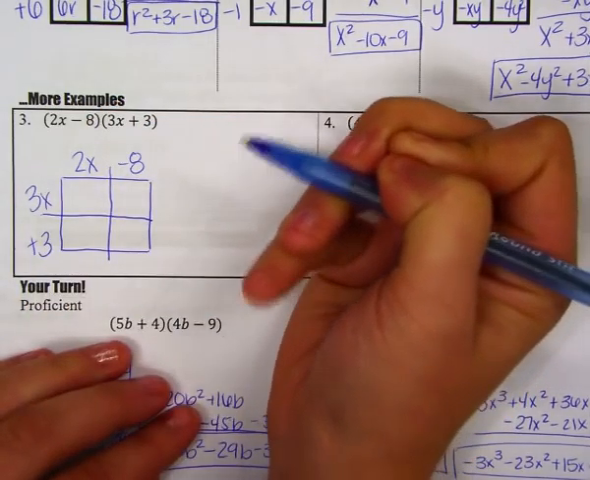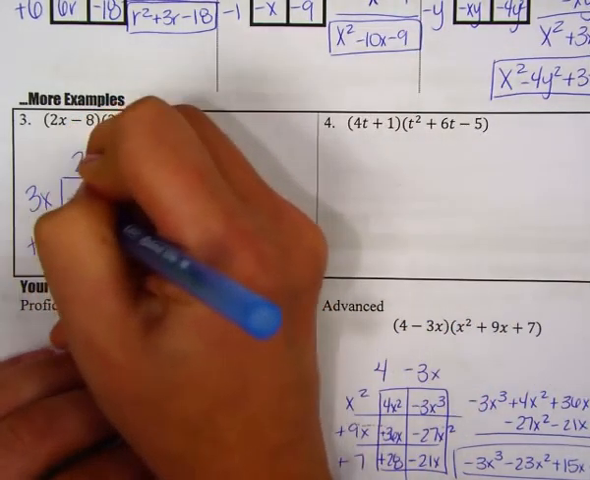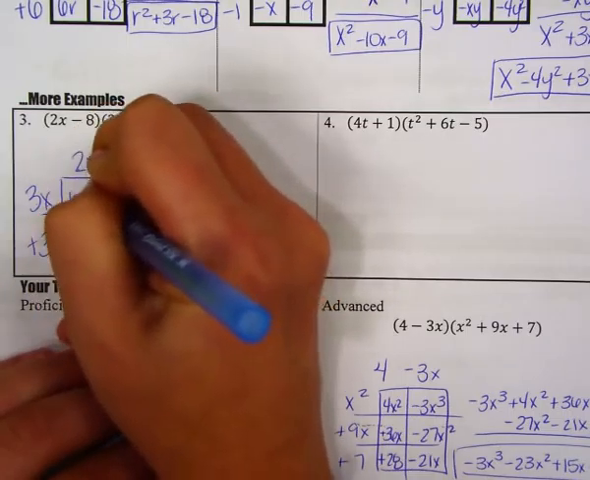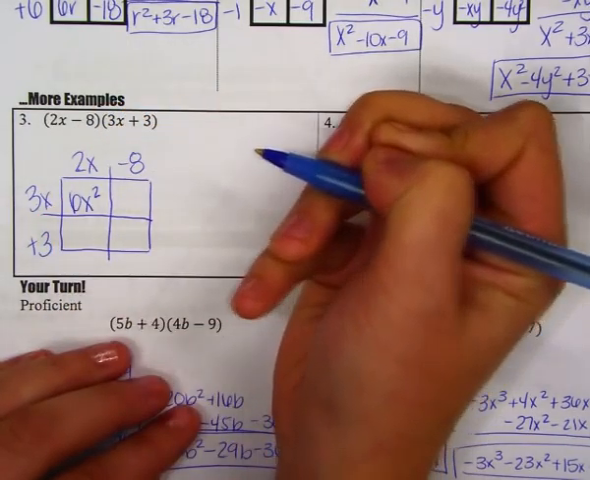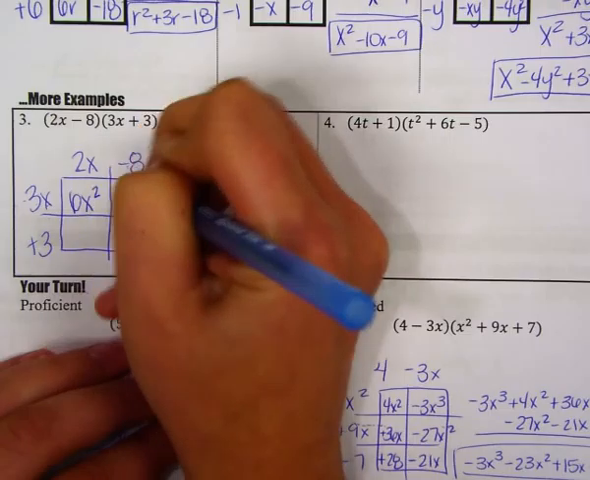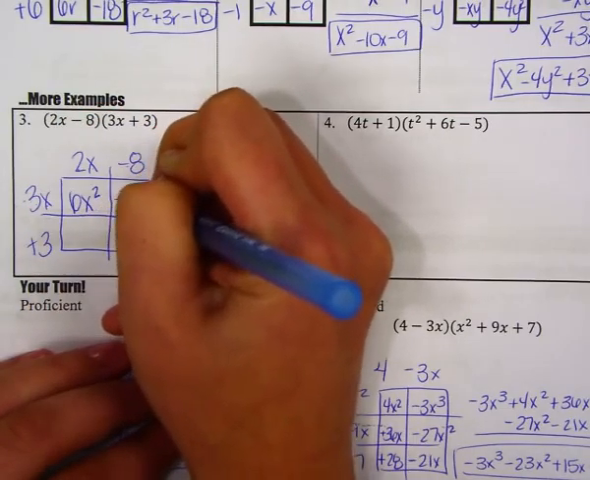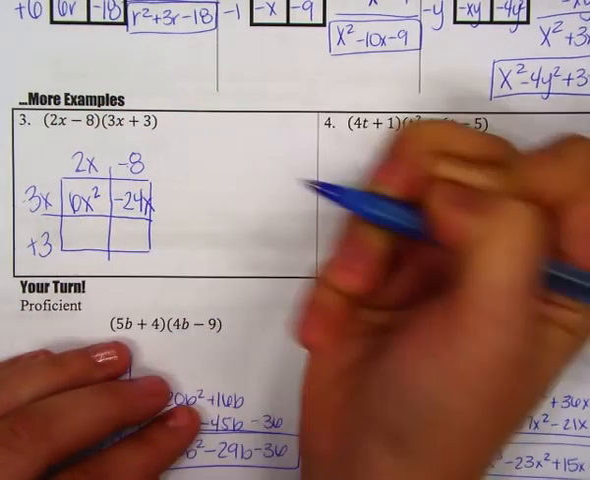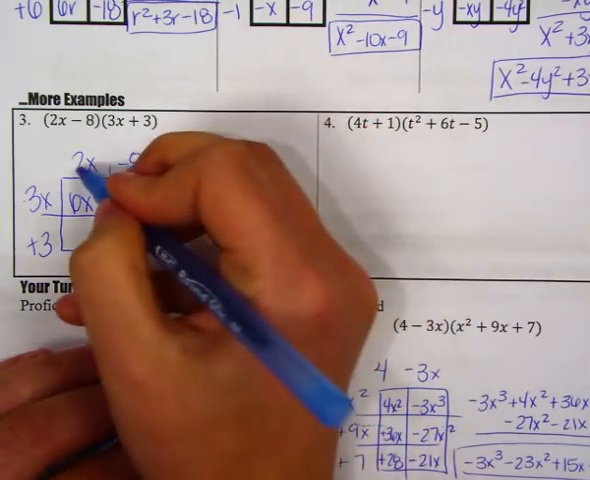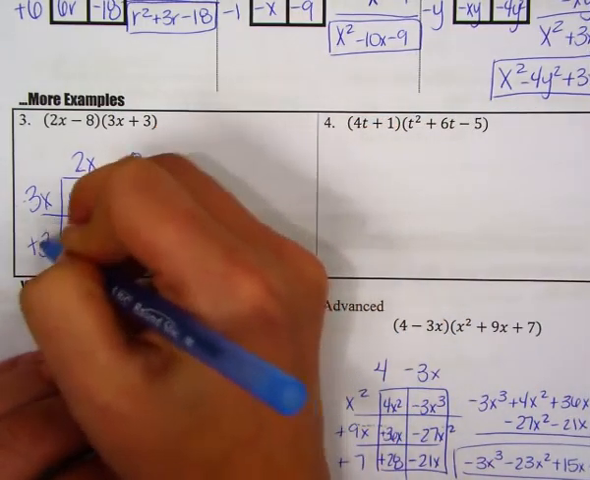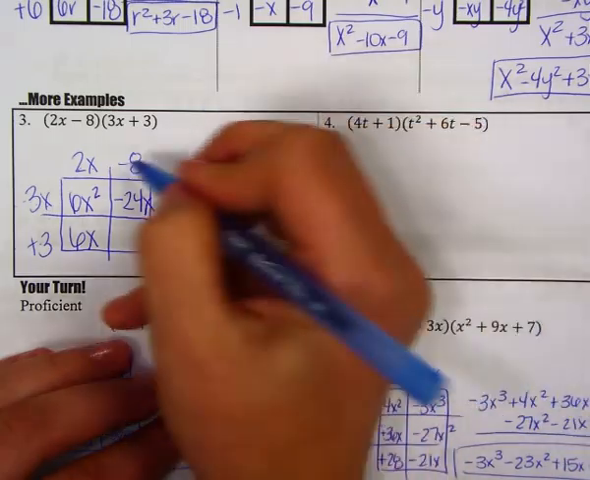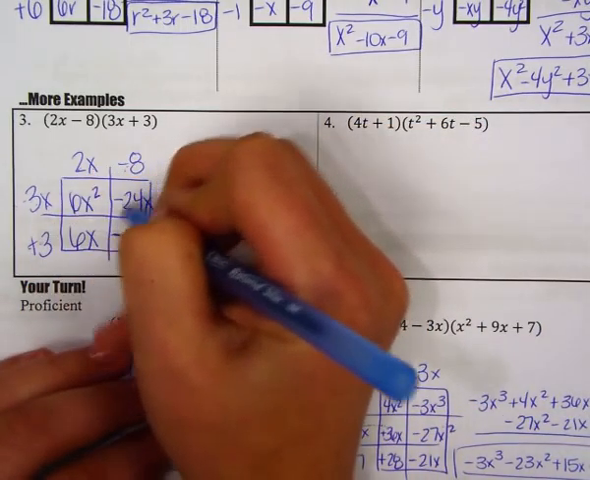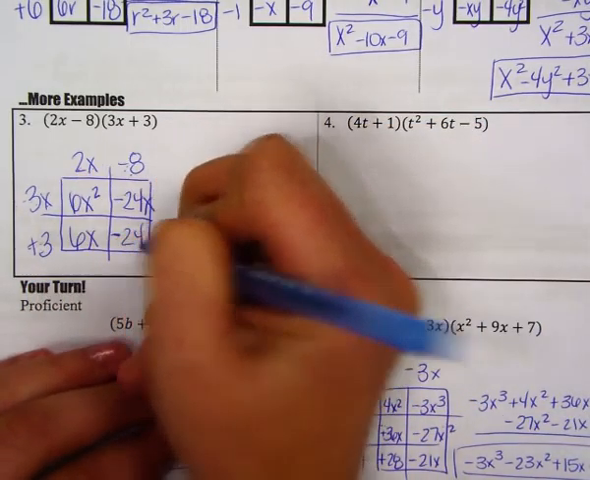Then I'll go ahead and find the area of each individual box. 2 times 3 is 6. x times x is x squared. Negative times a positive is a negative. 8 times 3 is 24 times x. 2 times 3 is 6 times x. Negative times a positive is a negative. 8 times 3 is 24.